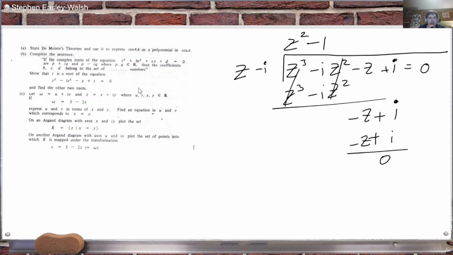So they are plus or minus 1. So it's i, 1, and minus 1 then. So they're the other roots there. Okay, so that's okay.